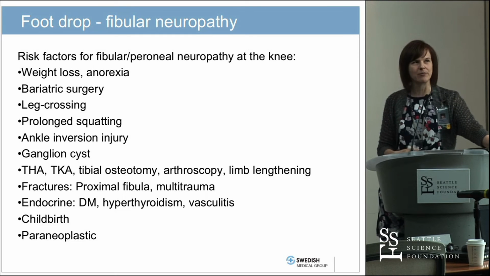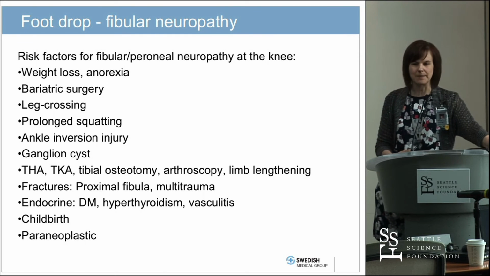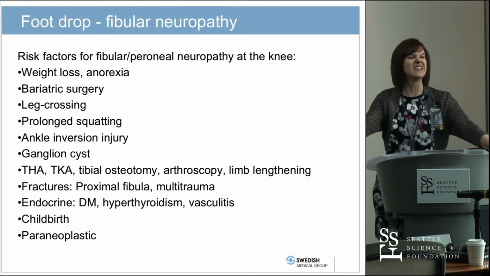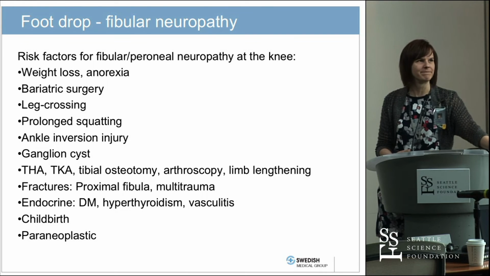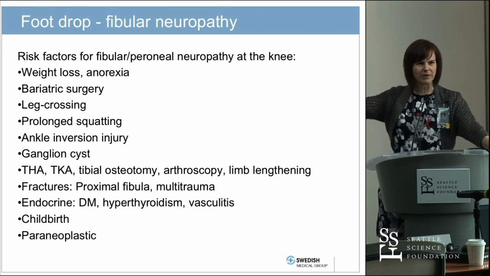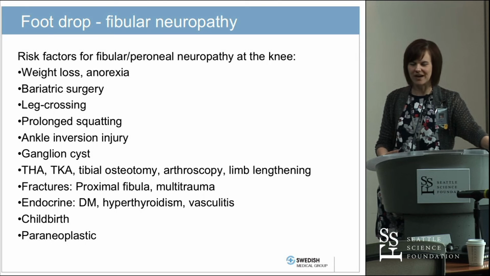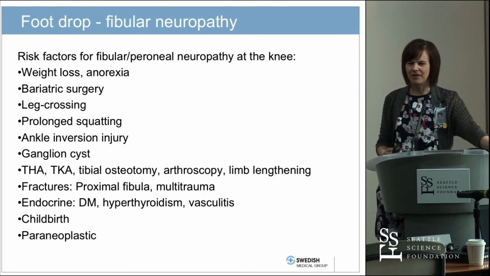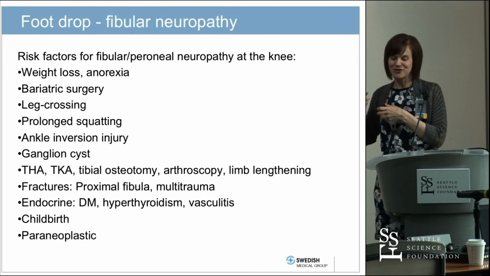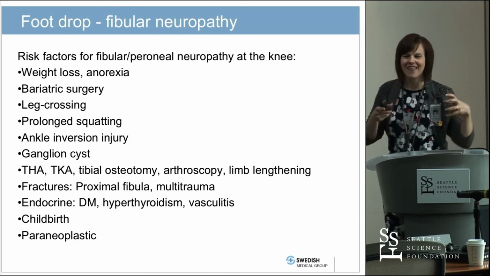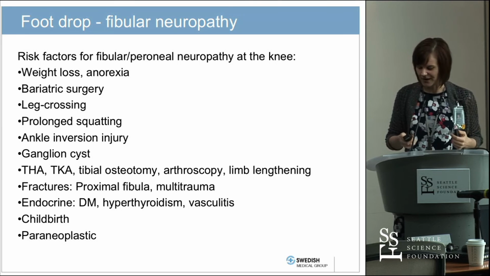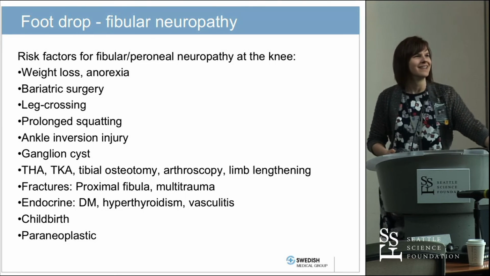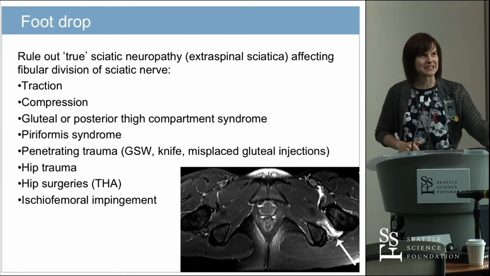But from an endocrine standpoint, patients with vasculitis, diabetes, and thyroid disease tend to have more nervy kind of stuff. They often have twice the risk of carpal tunnel, and they're also at higher risk for fibular neuropathy. Obviously childbirth, and we've probably all seen cases like this. I had one where the woman came in with a foot drop on the side that her husband was retracting during the active phase of labor. The nurse was retracting the other side, and it was the husband's retraction that caused the fibular neuropathy. We didn't tell him. And then paraneoplastic causes.